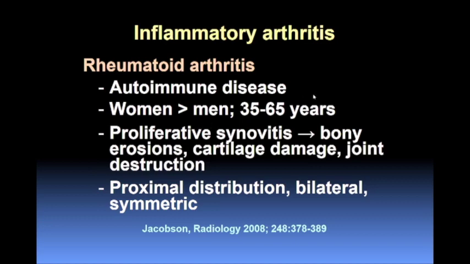Rheumatoid arthritis is one of the more common diseases you'll see. It's an autoimmune disease, more common in women than men, usually in the age range of 35 to 65. What you have is a proliferative synovitis that causes bony erosions, cartilage damage, and joint destruction. It tends to have a proximal distribution. It's usually bilateral, and it's also symmetric.